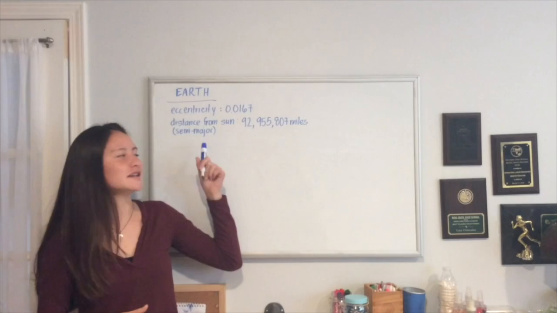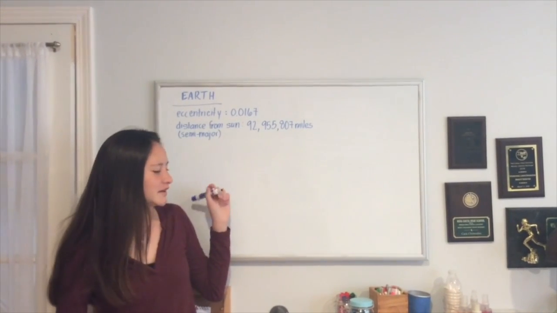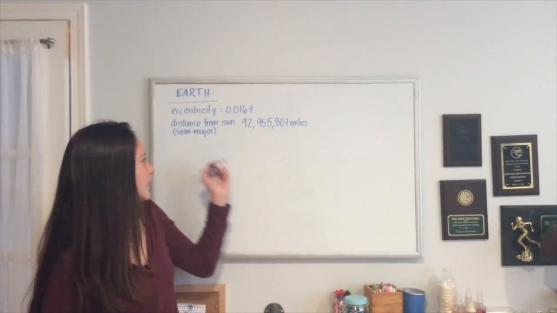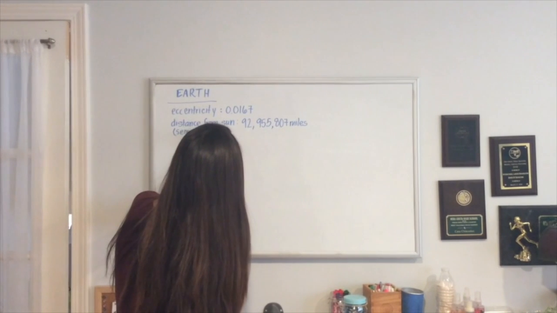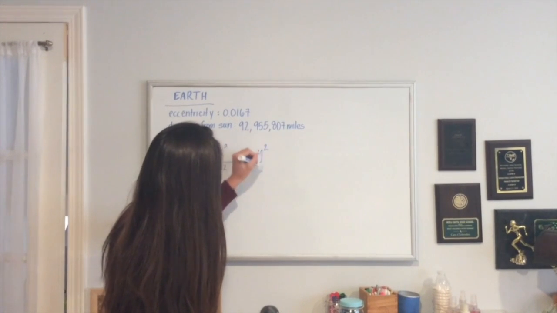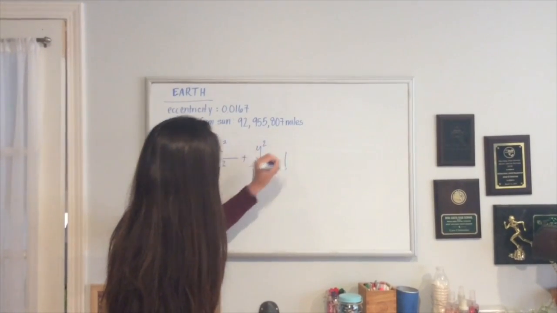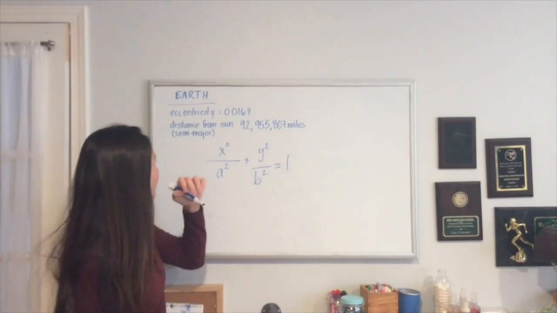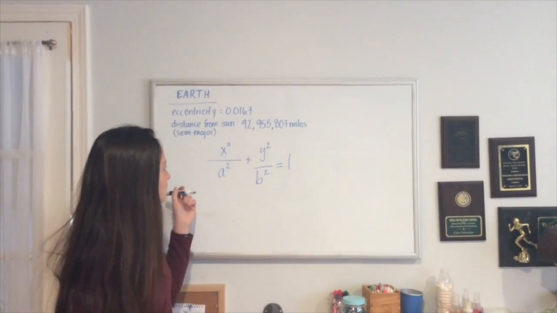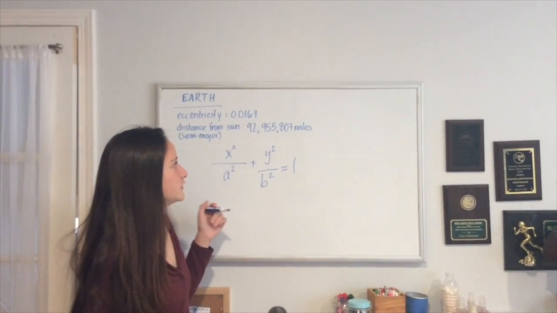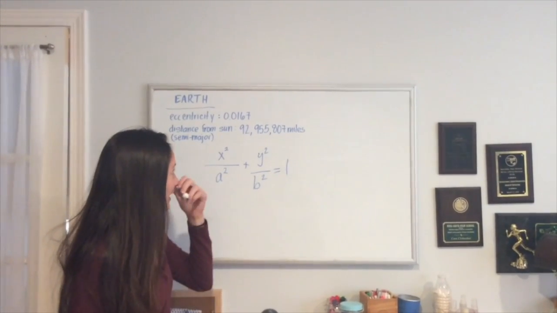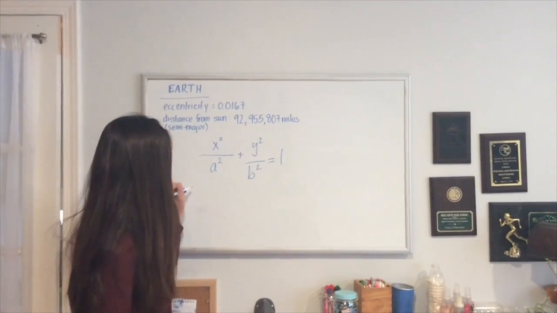Okay, so this is the data from the table that was previously shown. So we need to find the equation for Earth's elliptical orbit. So I'm going to write the equation of an ellipse, which is this. So here is the equation. Now, we have the distance from the Sun on the semi-major axis, which is 92,955,807 miles. So this serves as our A value. Now, we need to find the B value.